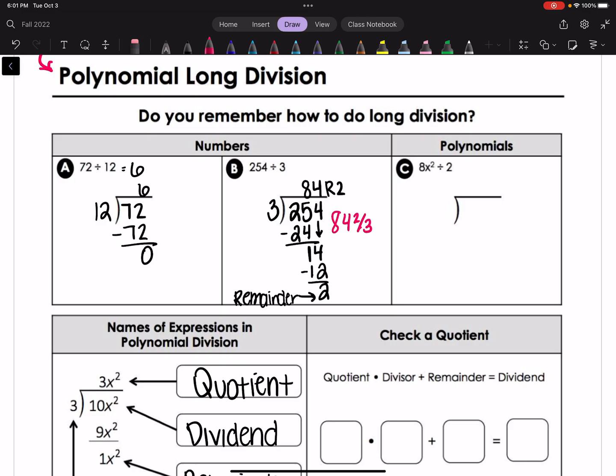Okay. We also can do this with expressions like 8x squared. So if you look at question C, if I'm doing 8x squared divided by 2, I'm thinking how many times does 2 go into 8? It goes in 4 times, and in order for this to work, I've got to put an x squared on it. So when I do my multiplication, I get 8x squared now. So now I can do my subtraction, and I'm left with 0. So 8x squared divided by 2 is 4x squared.